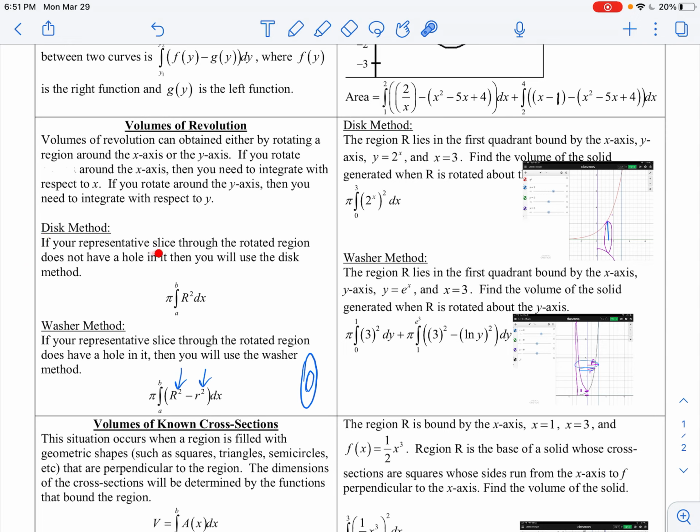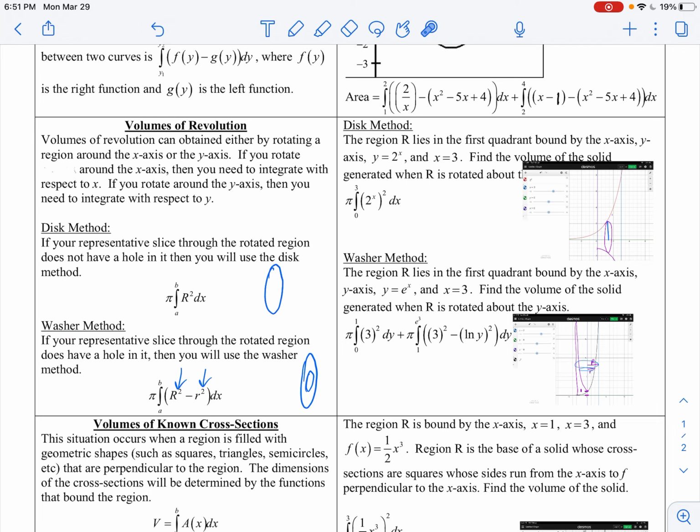Two methods. The first one is the disk method. If your representative slice through the rotated region does not have a hole, then this is called the disk method, and that, of course, is just a circle. So the volume is just the integral from some lower boundary a to an upper boundary b of pi r squared dx. And since pi is just a coefficient, you can pull that out front.